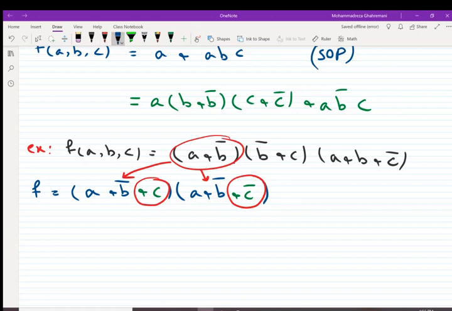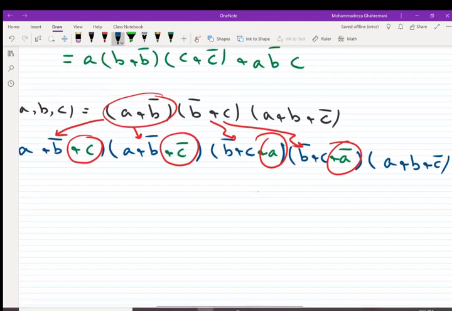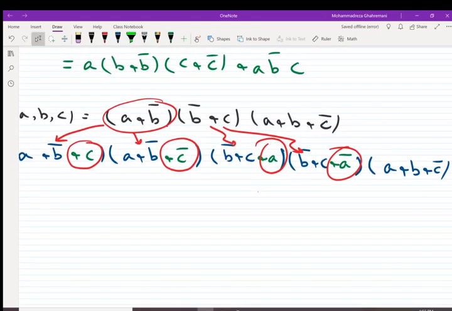The same thing for the next parenthesis, (b bar plus c plus a) (b bar plus c plus a bar). So here we wrote this function twice and added a and a bar. The last term is already canonical, and that's it. So we have the function.